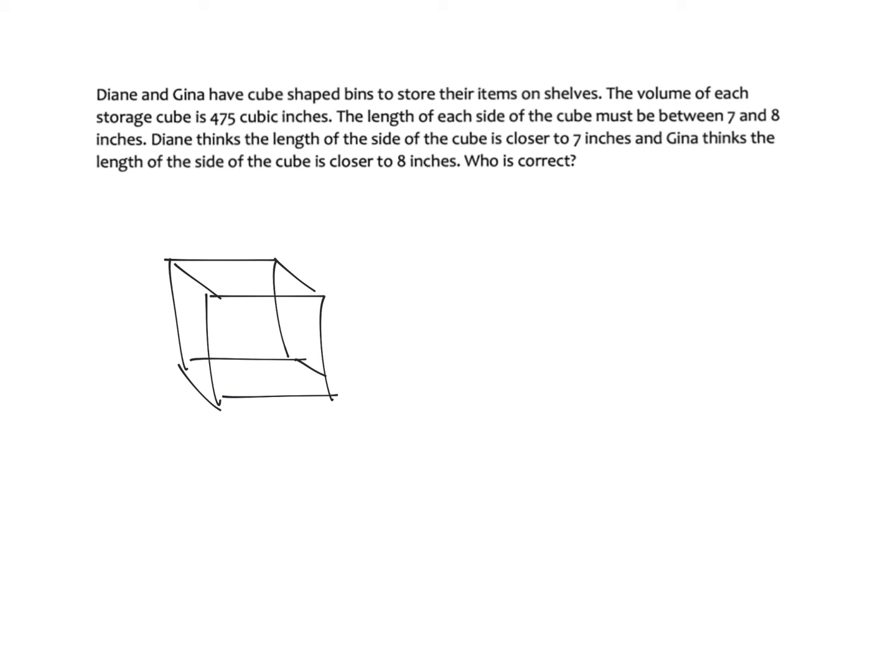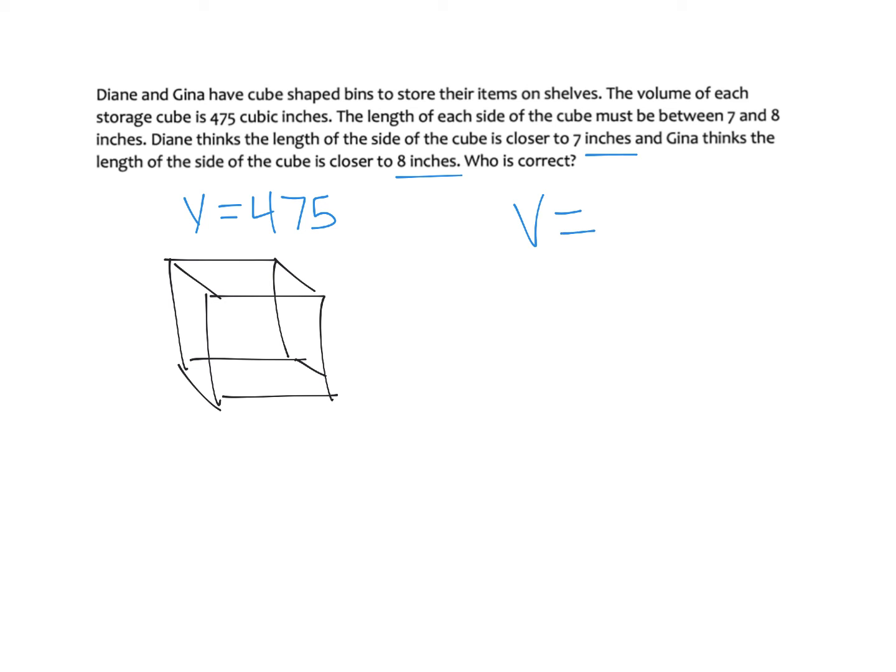It says they have some cube-shaped bins on their shelf, and the volume of this cube is 475 cubic inches. Okay, and it says the length of each side must be between 7 and 8. Diana thinks it's 7. Gina thinks it's 8. Okay, we want to know, well, which one of them is right? So this is something you're going to want to put down in your notes.